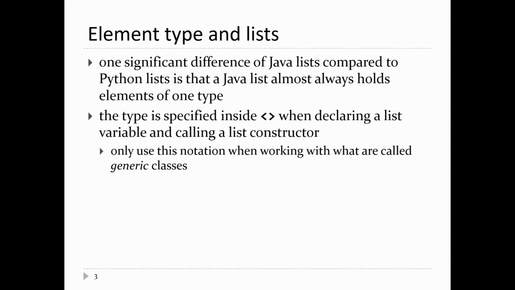If you want a list of string, you have to make a list of string, right? So you have to tell Java what the element type is. And so you have to use this funny bracket notation, the less than, greater than brackets. Now, you don't use this notation all of the time.